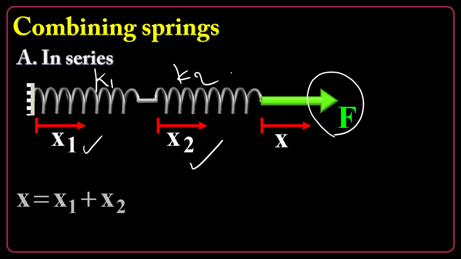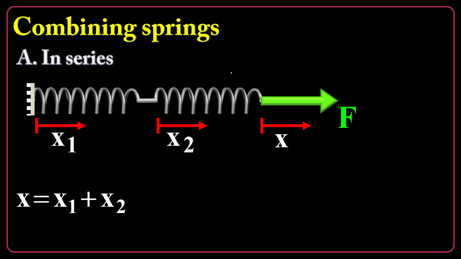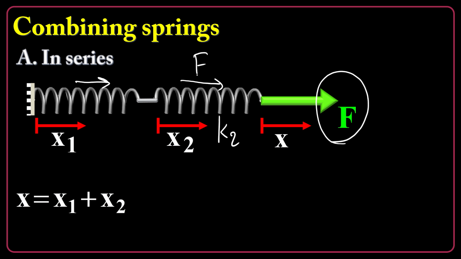So I can have x equals x1 plus x2. More than that, there is nothing to consume this force, to steal part of that. So this F is transferred to the first and the second likewise. So F is the same. So the second spring with the spring constant of K2 is acted by a force F, exactly like this, and same for the other. So F will be the same for both.